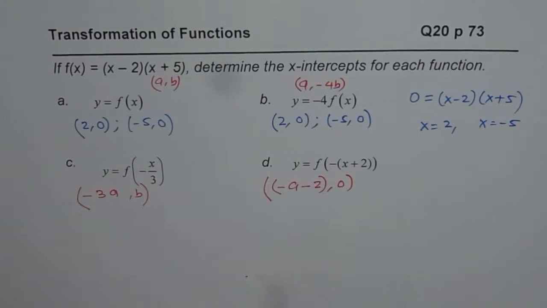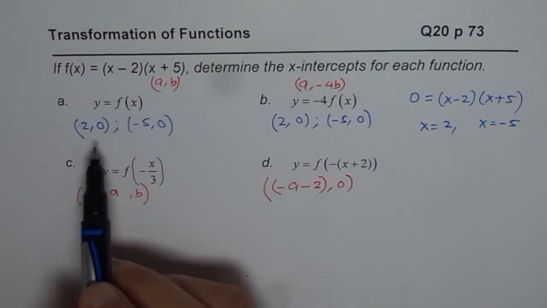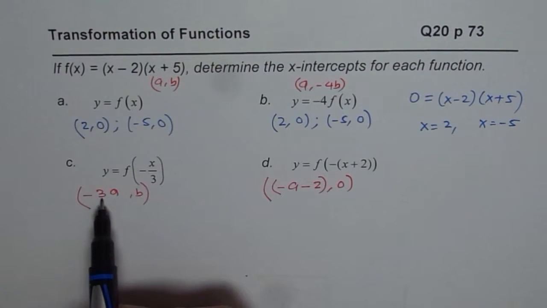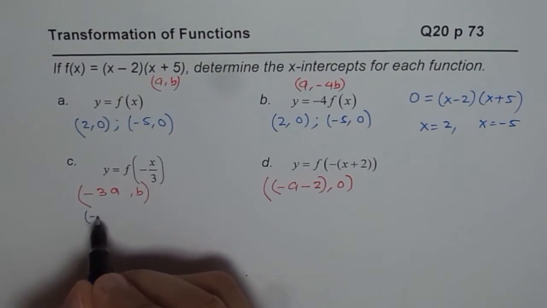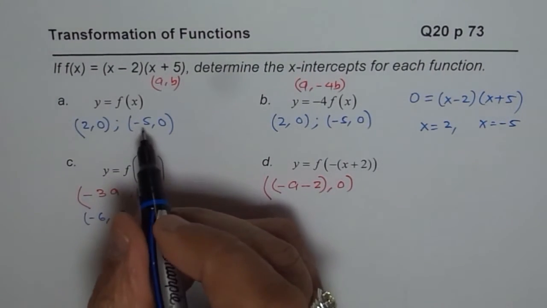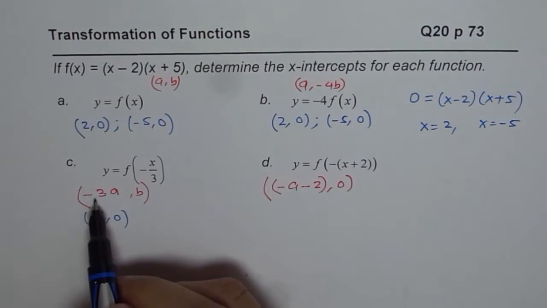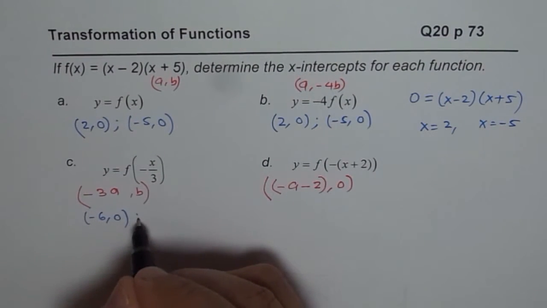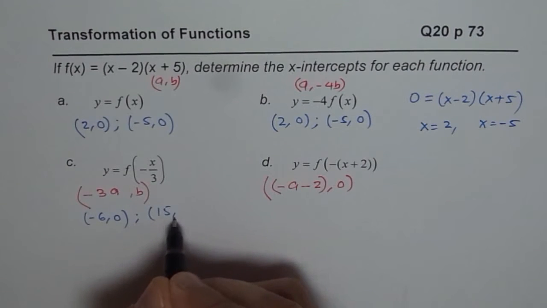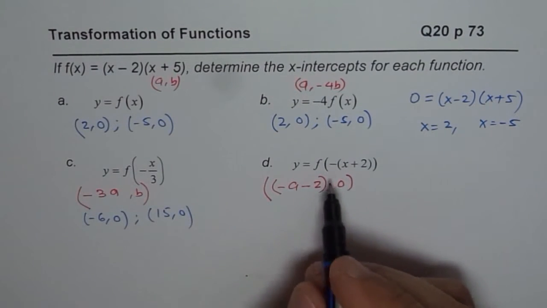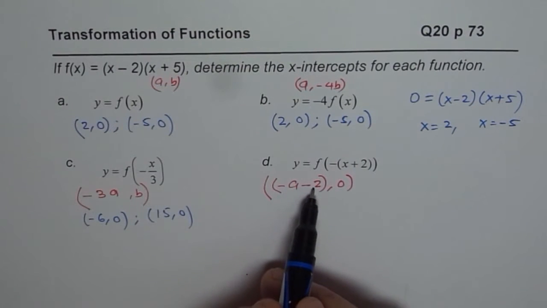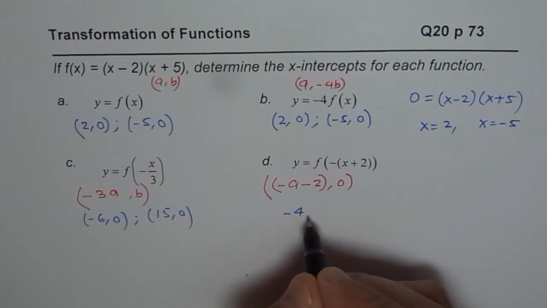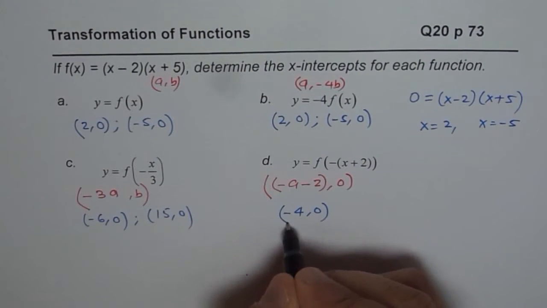Okay, so let's calculate using these 2 points directly. 2 times minus 3 is minus 6. So the first x-intercept will be at minus 6, 0. The other one, minus 5 times minus 3 is plus 15. So that will be at 15, 0 for part C. And for part D, it will be minus 2, minus 2 is minus 4. So that gives us minus 4, 0, one x-intercept.